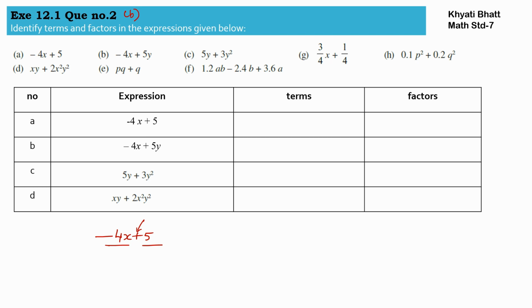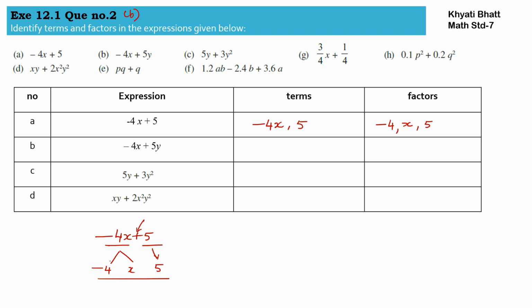So we have here two terms. Mention the sign along with them. So it is negative, so we have to mention it. If it is positive, then we do not need to mention it. So there are two terms. Now we have to write factors. So what are the factors for the first term? It is minus 4 and x, and for the second term it is only 5. So these are the factors. So all the factors we are writing together: minus 4, then x, and then 5.